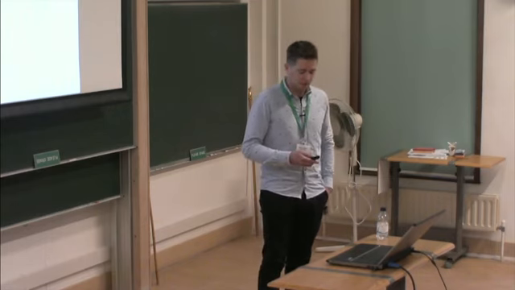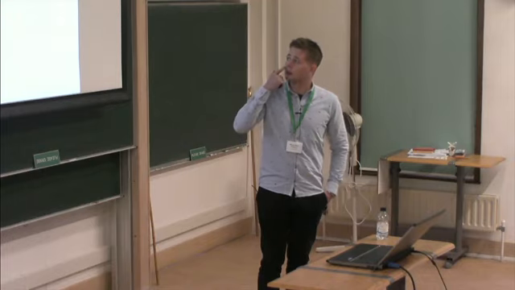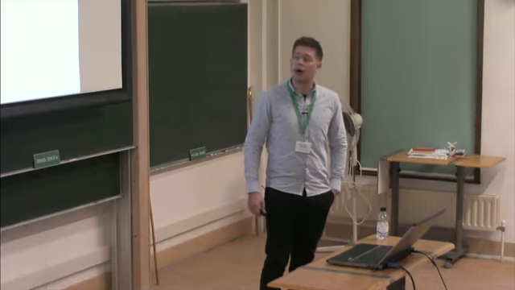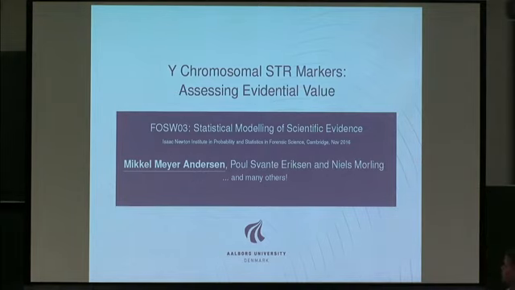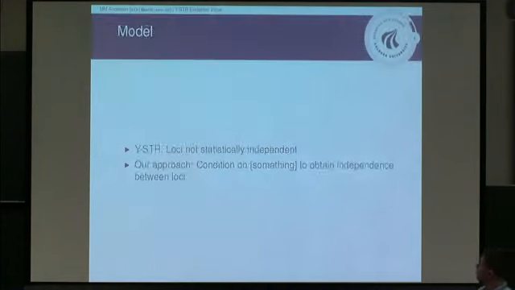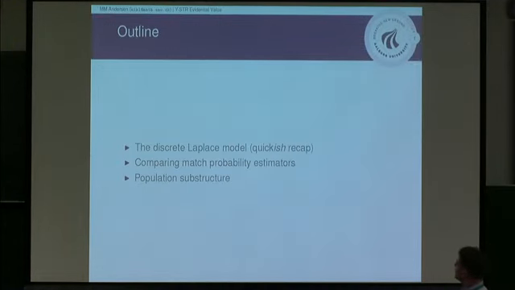So as David mentioned, today I'm talking about the Y chromosome and how to assess the evidential value of the Y chromosome. This is joint work together with two colleagues, Paul Svante and Niels Morling. But I've discussed it with many of you as well, Mikkel Kaliber, Richard Gill, Julia Serrata, Bruce Williams, and others. So it is really joint work with many people. The talk has two major parts and a minor one.